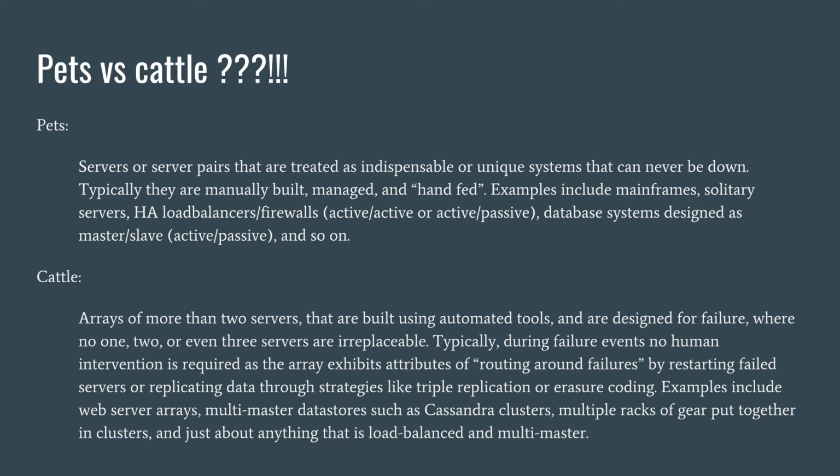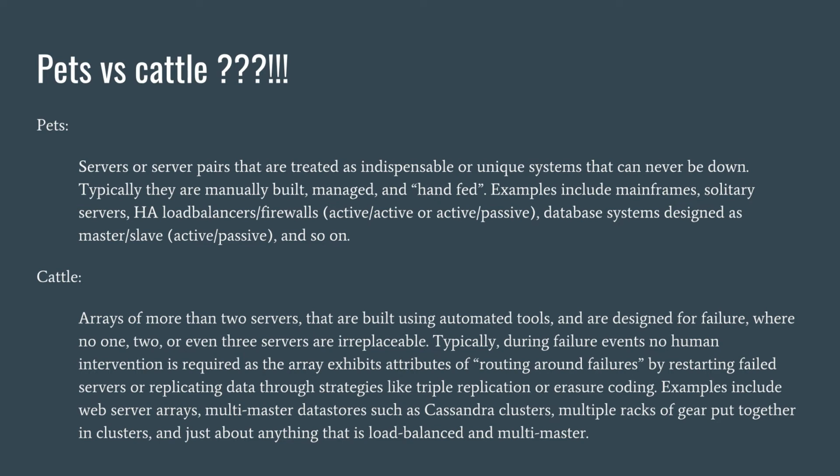And in traditional systems, I'm sure that right now you can see some of the pets in your environment, and typically they're manually built, managed, and hand fit. An example is mainframe or different servers, load balancers, firewalls, or anything that is master, slave, or active passive systems. So we deal with them like pets. I would say this could be a good idea if you have something like this.